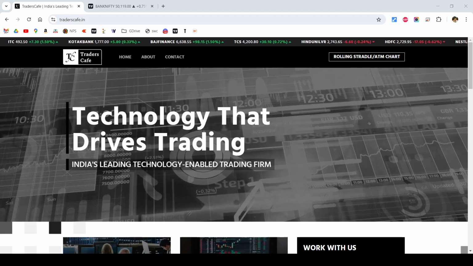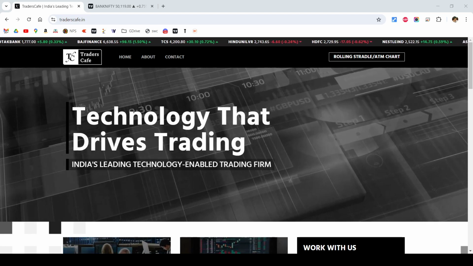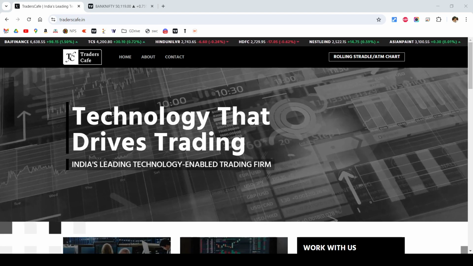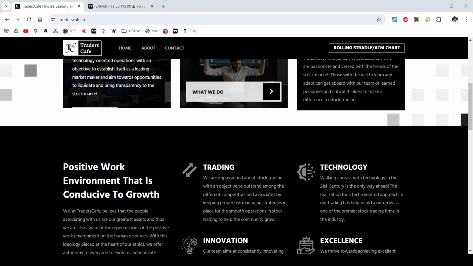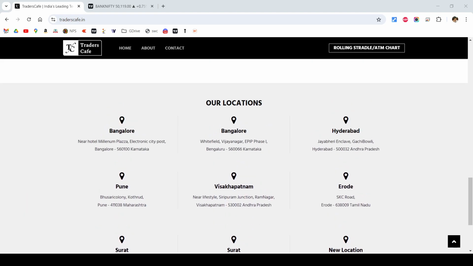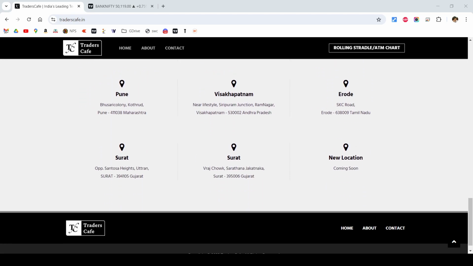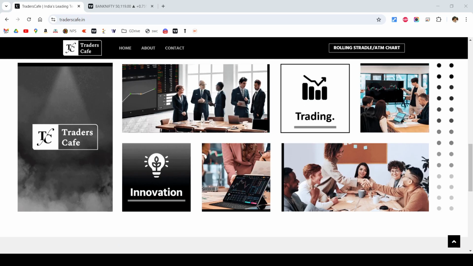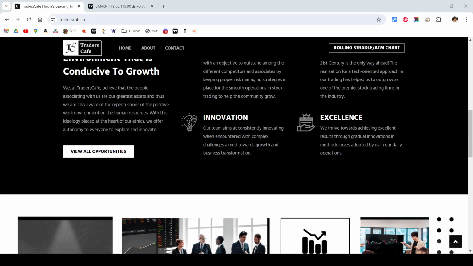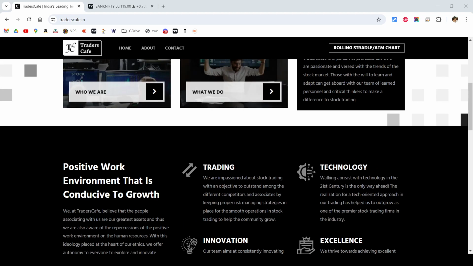We are one of the trading floors that operate in India. This is our website. We have a few branches spread across India, main branches in Bangalore. We have one in Whitefield, Bangalore. We have an office in Hyderabad, one in Pune, Visakhapatnam and Erode. There are a couple of offices in Surat. Have a look, go to the website. If you want more information about what Traders Cafe is, you should be able to get it here.